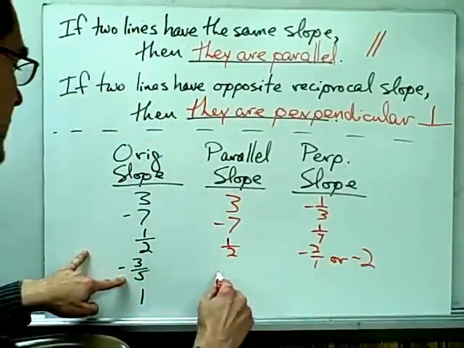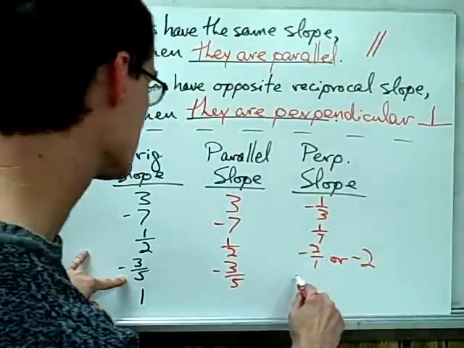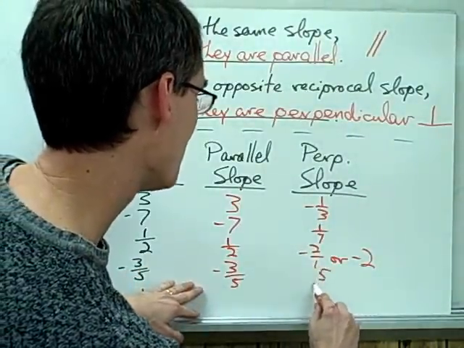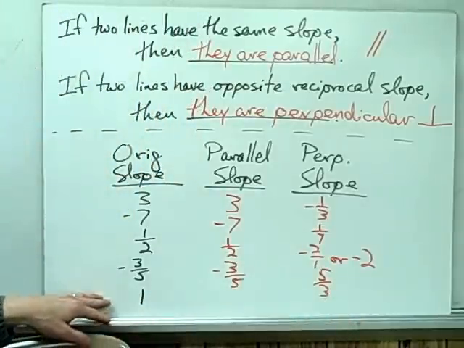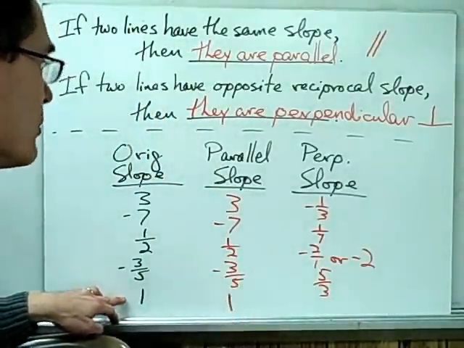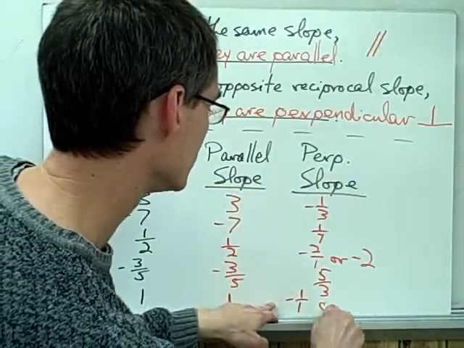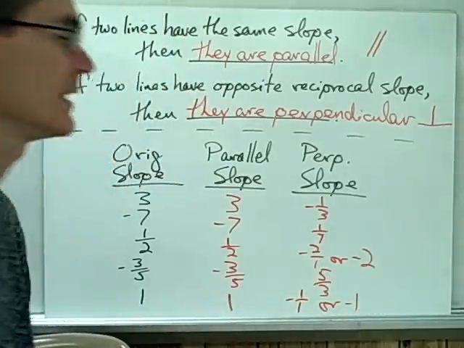Negative 3/5, the parallel slope is going to be negative 3/5. The perpendicular slope is going to be positive 5/3. And if our original slope is 1, parallel slope will be 1, and the perpendicular slope would be negative 1/1, or just negative 1.